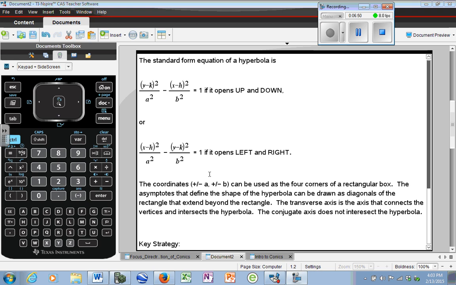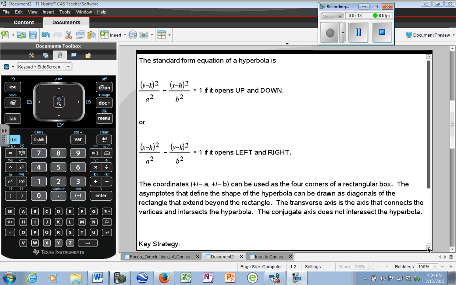The asymptotes that define the shape of the hyperbola can be drawn as diagonals of the rectangle that extend beyond the rectangle. You can see that. They've drawn the red dotted lines in the picture. The transverse axis is the axis that connects the vertices and intersects the hyperbola. The conjugate axis doesn't go through the hyperbola at all, so it's pretty easy to determine which one is which depending on the orientation.